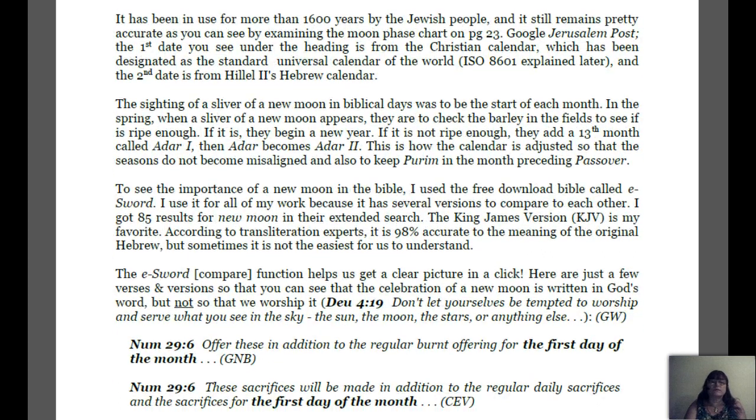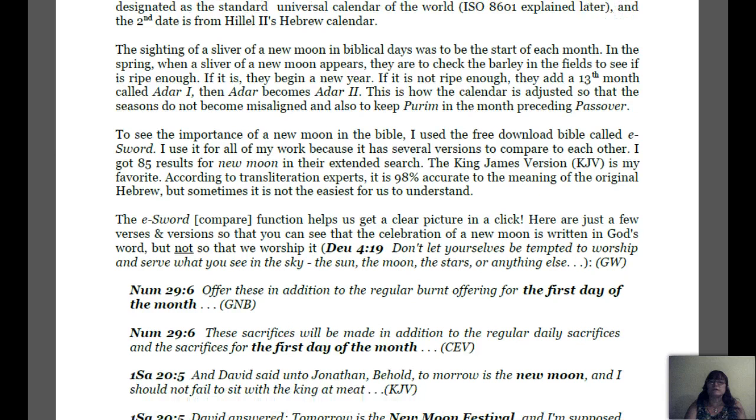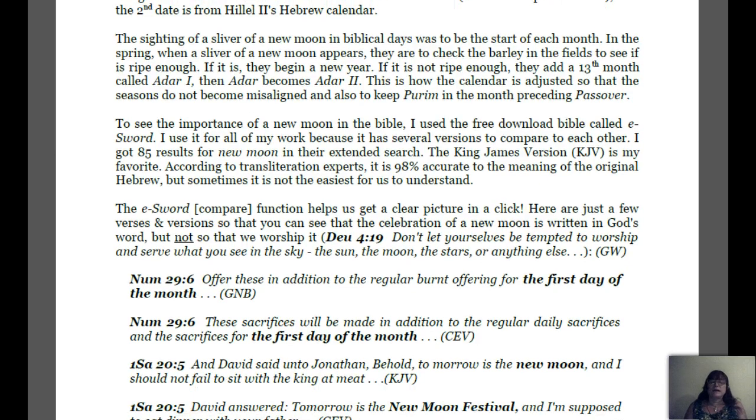The sighting of a sliver of a new moon in biblical days was to be the start of each month. In the spring, when a sliver of the new moon appears, they go to check the barley in the fields to see if it's ripe enough. If it is ripe, they begin a new year. If it is not ripe enough, that is when they decide to add that 13th month, called Adar 1. Then, as I explained before, Adar becomes Adar 2. This is how the calendar is adjusted so that the seasons do not become misaligned, and it also keeps Purim in the month preceding Passover.